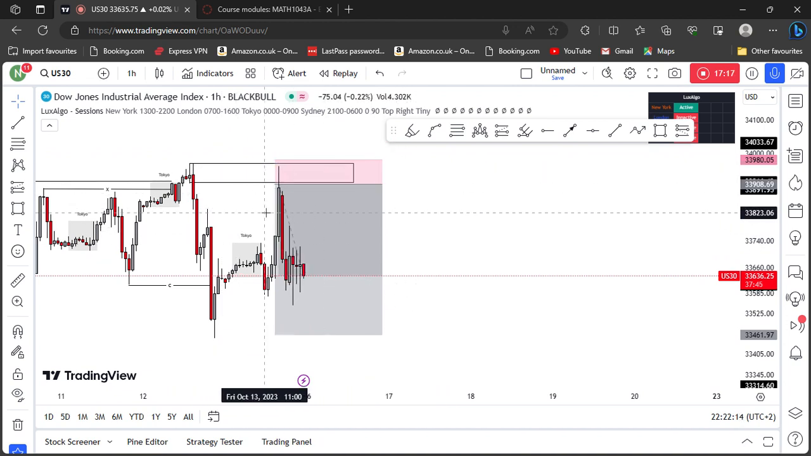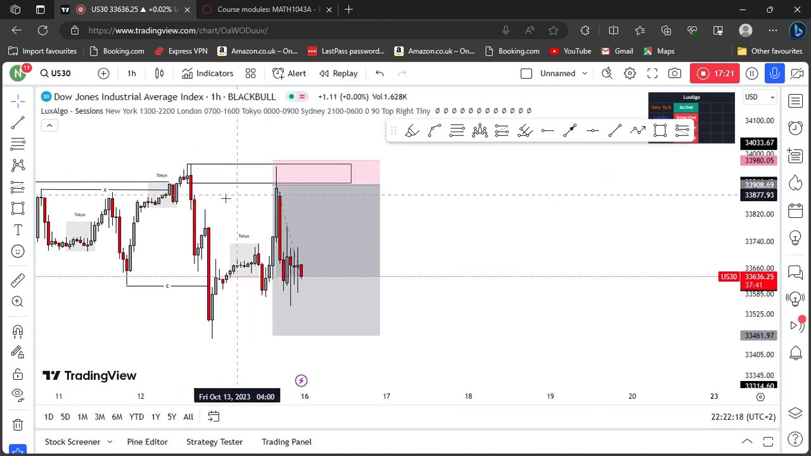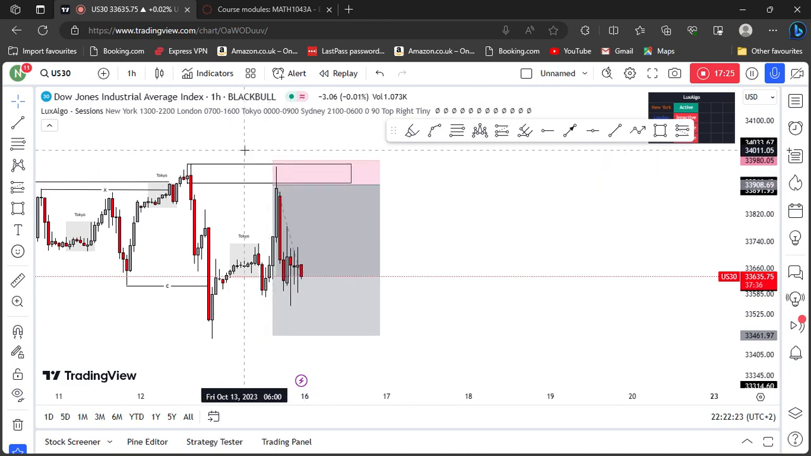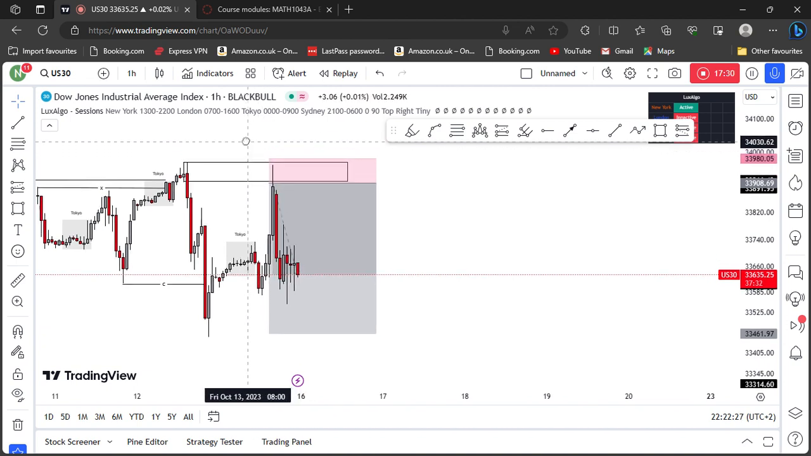And you see what the price did? It entered my order block, but it nearly took me out. It nearly took me out, guys. As you can see, it nearly took me out. It went up there, but fortunately enough, it didn't pass my order block. It didn't hit my stop loss.